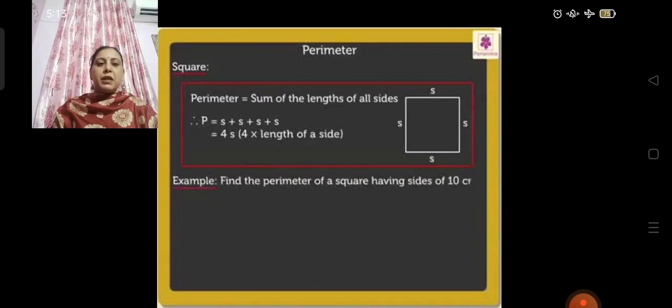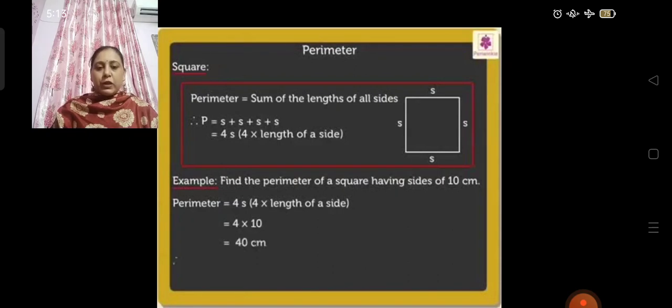Now to find the perimeter of a square having the side as 10 centimeter, I will write the formula perimeter is equal to 4 into side, that is 4 into 10. So I will get the perimeter as 40 centimeter. So the perimeter of a square is 40 centimeter.